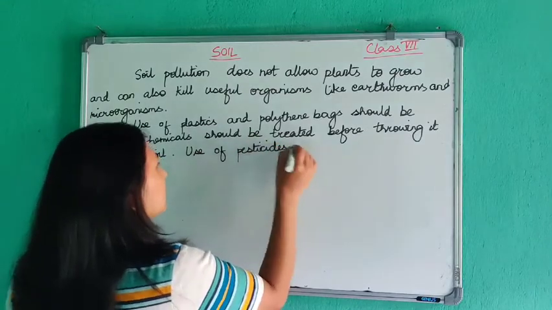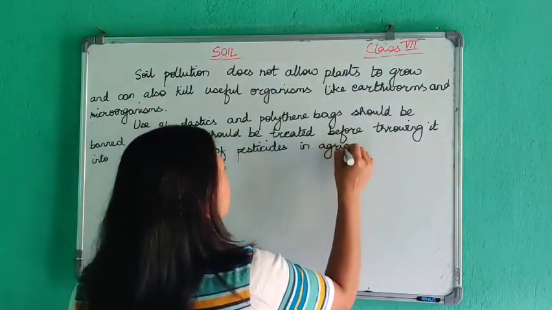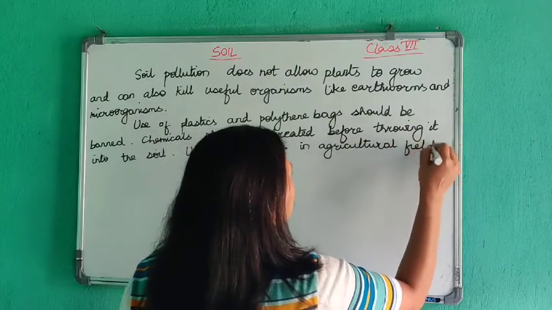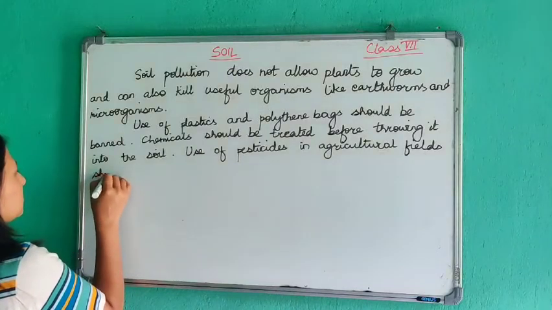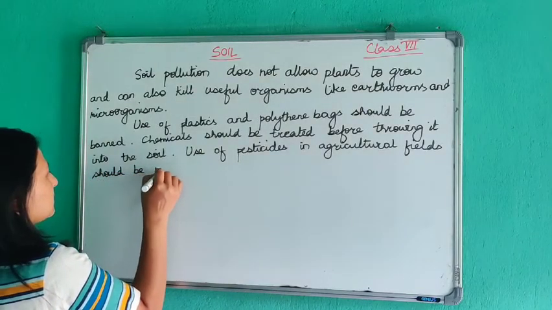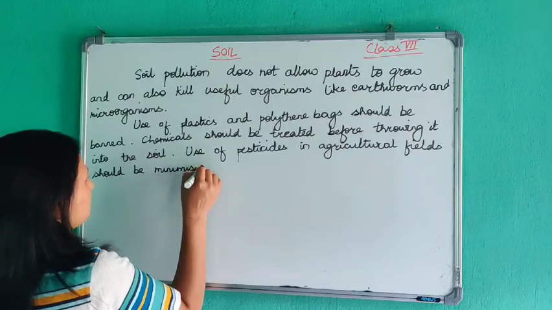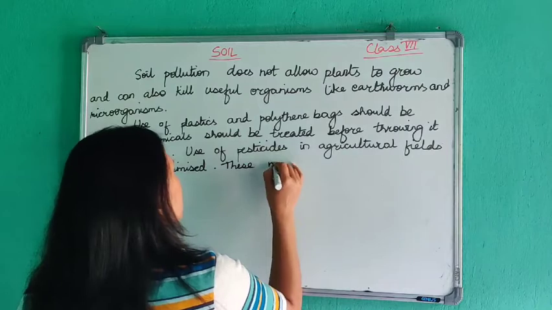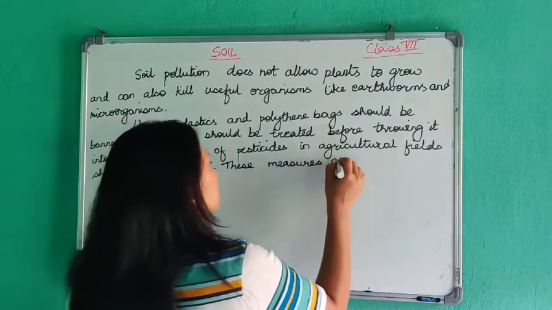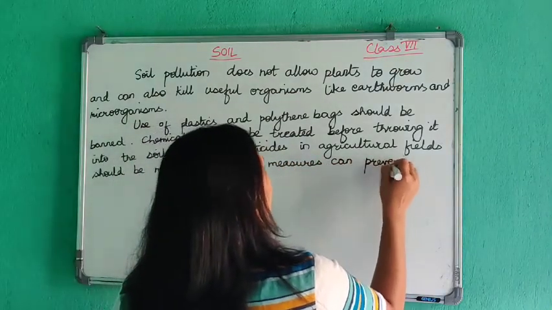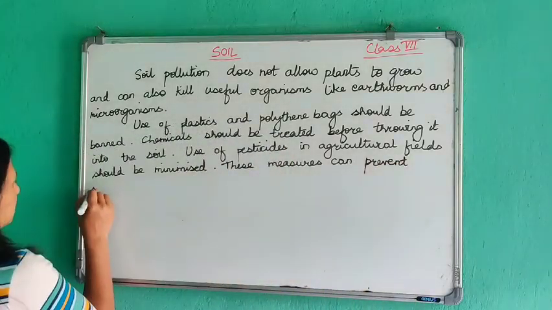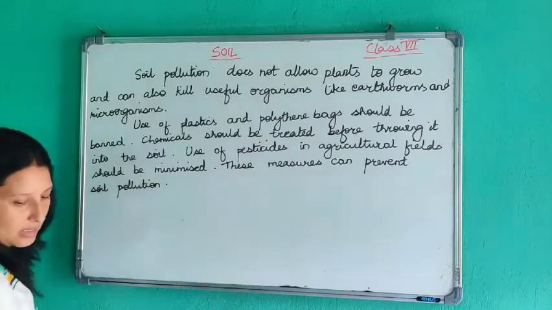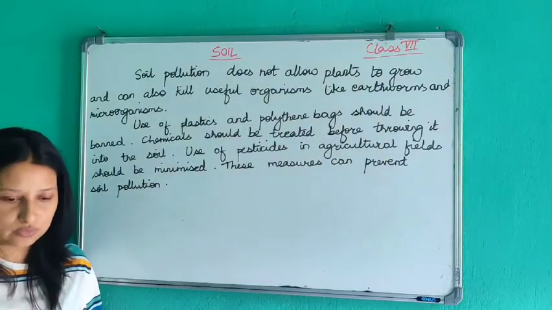अनि use of pesticides in agricultural fields should be minimized. एकदम कम्ती मात्रामा मात्रै युज गर्नुपर्छ. एकदम कम्ती युज गरे भने चाहिँ सोइल पोल्युसन हुँदैन. These measures can prevent soil pollution. So यस्तो पाराले सोइल पोल्युसनलाई चाहिँ हामीले रोकथाम गर्नुपर्छ. सोइललाई पोल्युट हुनु चाहिँ दिनु हुँदैन.